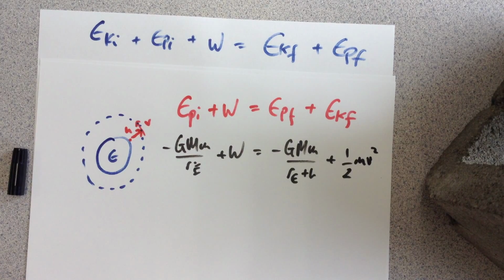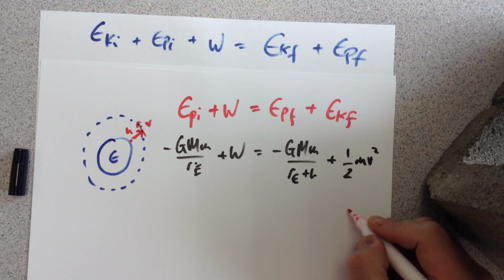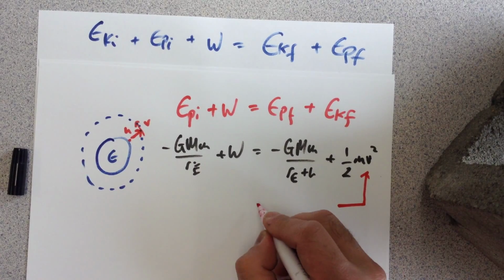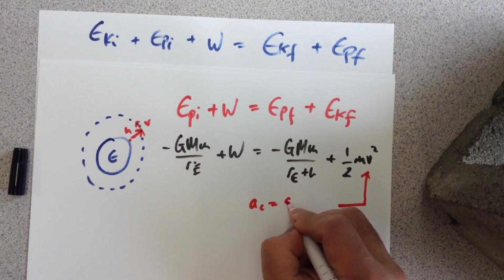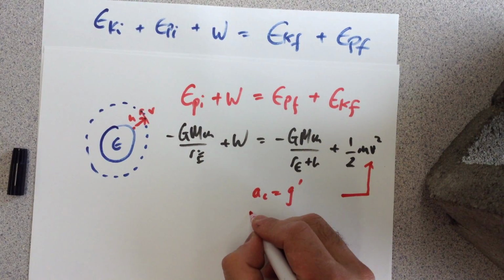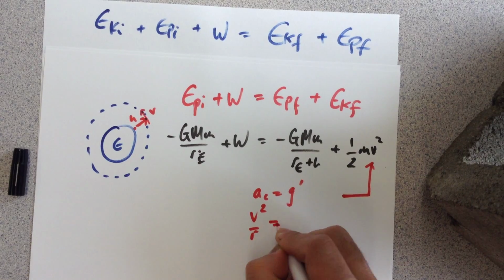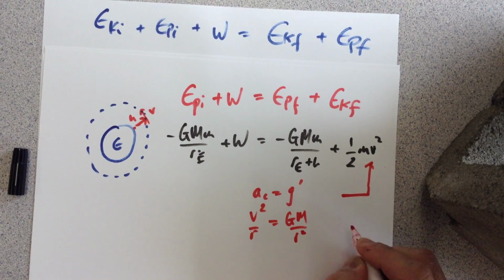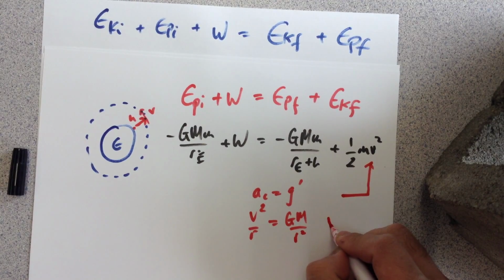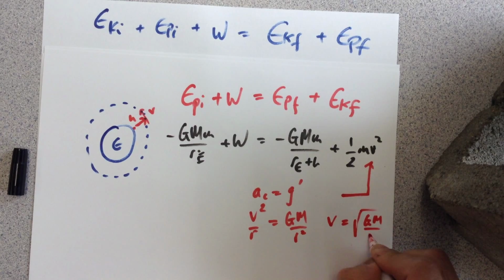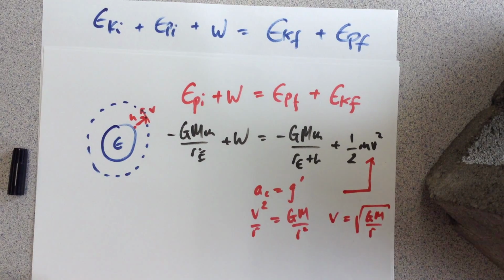Now, getting this velocity, a long way would be to figure out velocity by going ac equals g prime for up at that altitude. So v squared over r is equal to GM over r squared. You can work out that your velocity is the square root of GM over r. That's one way you can approach that.